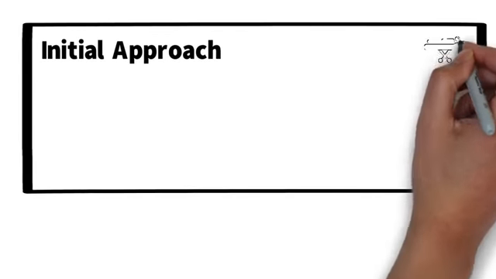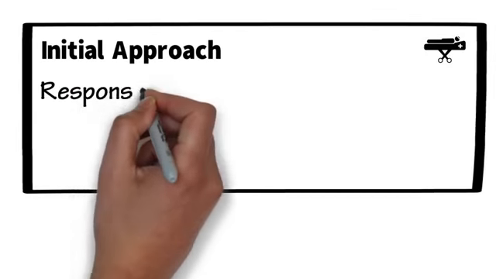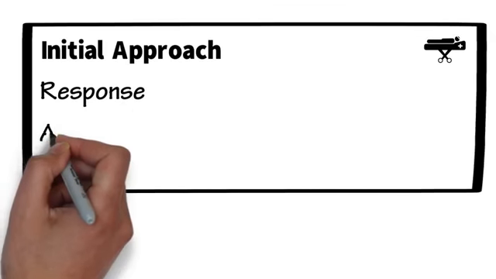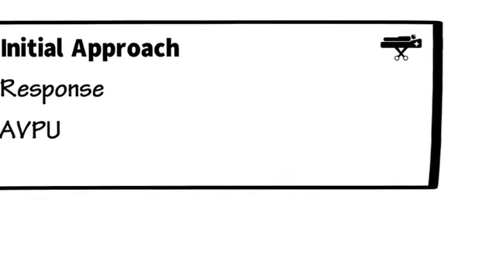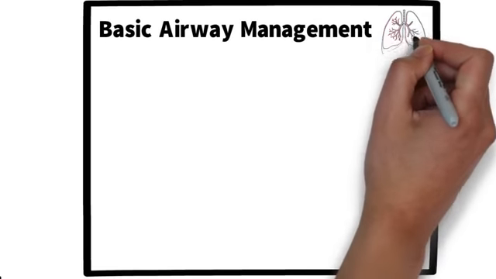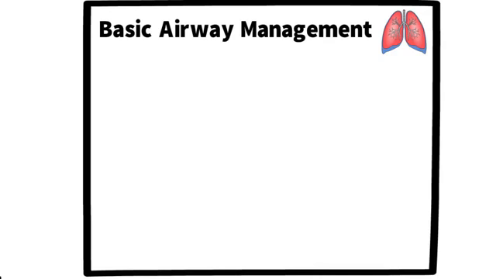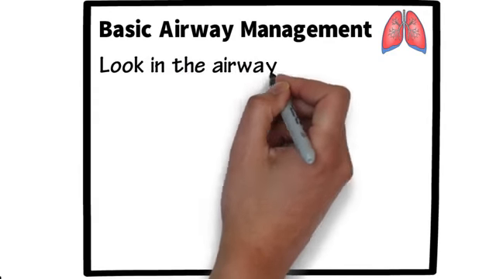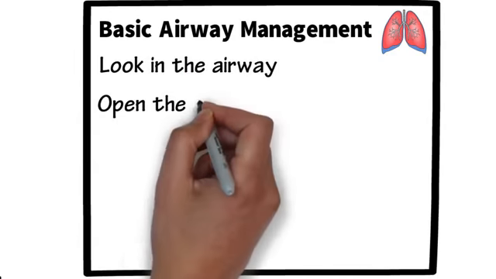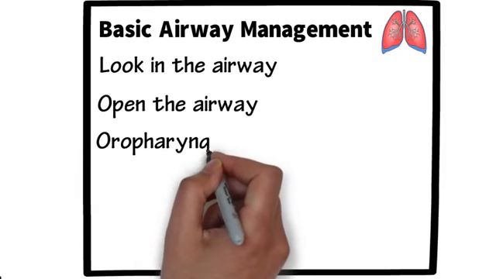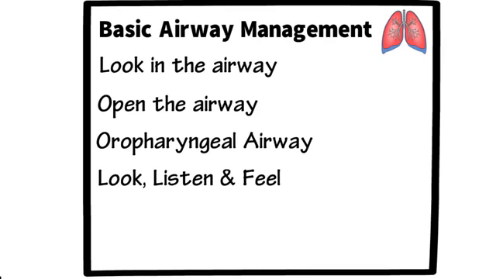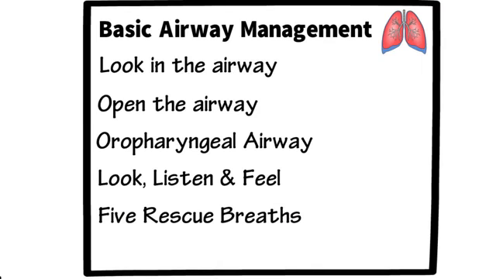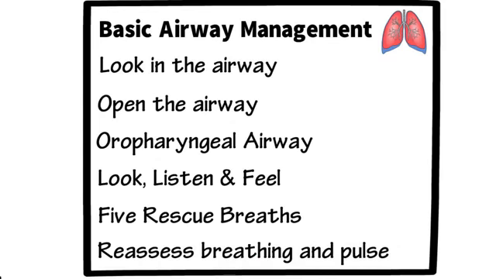So if we take an initial approach to the patient, we need to check for a response, and for that we're going to look at the Alert, Verbal, Pain or Unresponsive Scale, or AVPU for short. We'll then move on to basic airway management. First thing we need to do is look in the airway. Are there any foreign body obstructions? Then we'll open the airway, we'll size up and place an OPA, and we'll look, listen and feel for breathing for up to 10 seconds. We're then going to provide 5 rescue breaths, and then reassess breathing and check for a pulse.